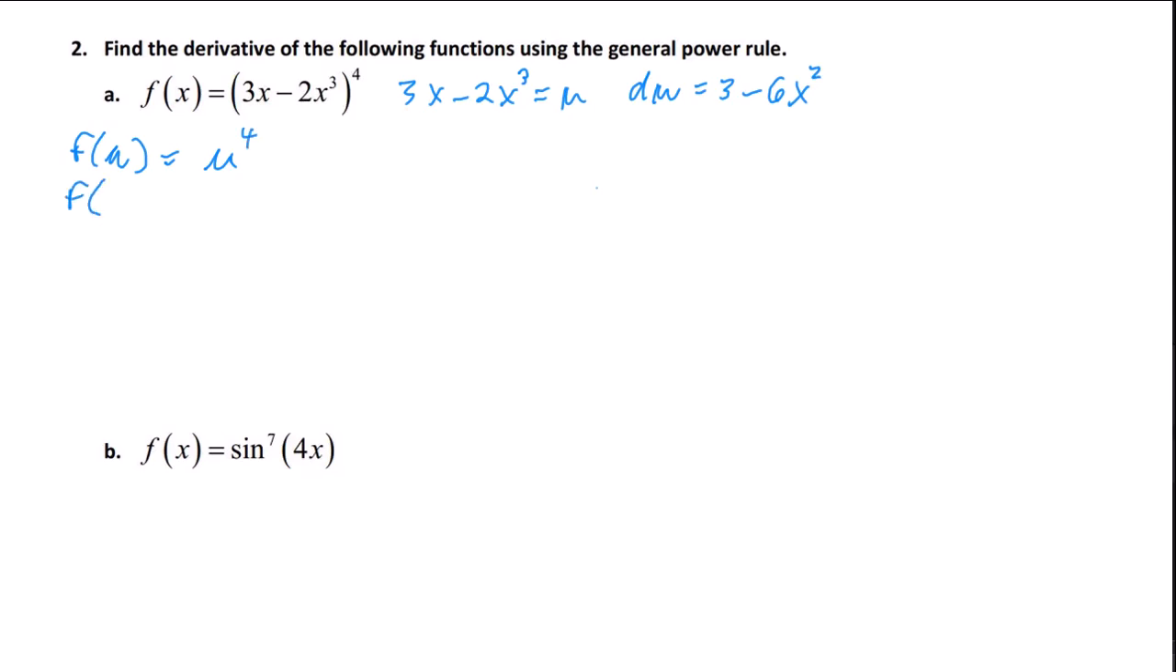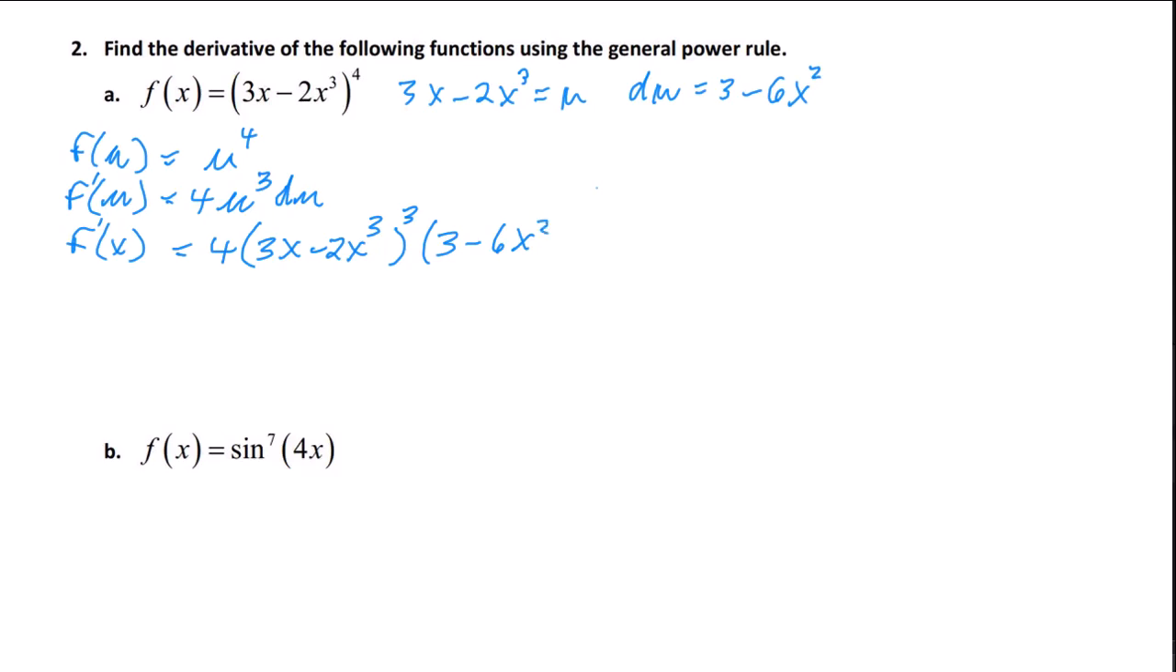The derivative of that would be 4u to the 3rd power du. Alright, we put our x back in. That's f prime, by the way. Put our x back in and we get what? 4 times (3x minus 2x cubed) to the third power times the derivative with respect to u, but now we're changing it to with respect to x, so this is 3 minus 6x squared.